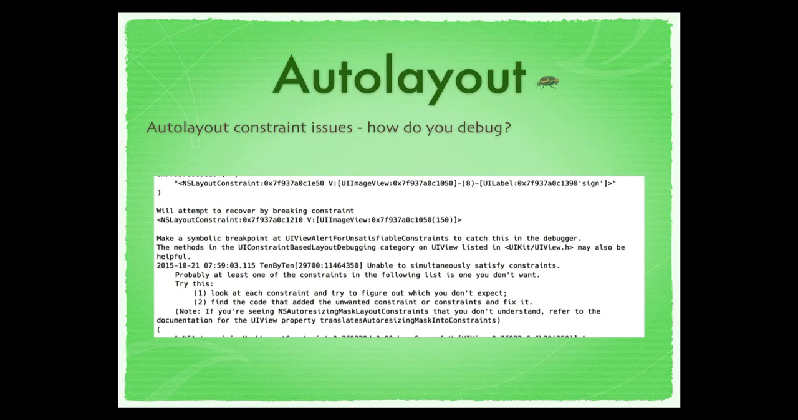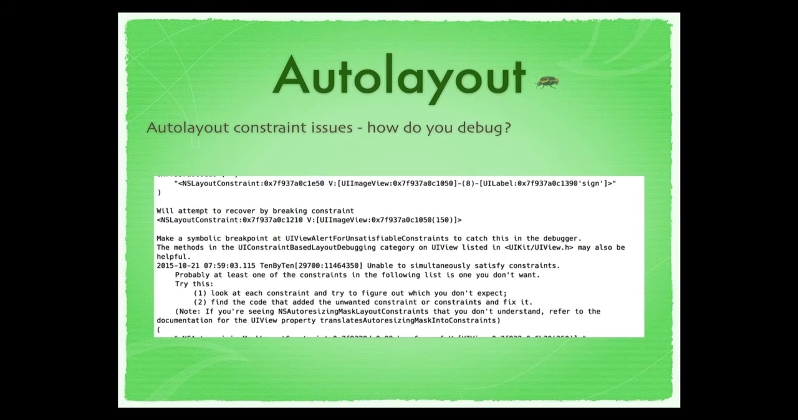Now the next thing would be auto layout constraint issues. Sometimes you get these weird messages on your console saying auto layout broke for some reason. But you have to figure out, based on the view names they give you, and the names are UI view, UI image view, and it will give you a constraint. So you have to hunt through everything to figure out what constraint it's talking about. But there are ways to debug this.